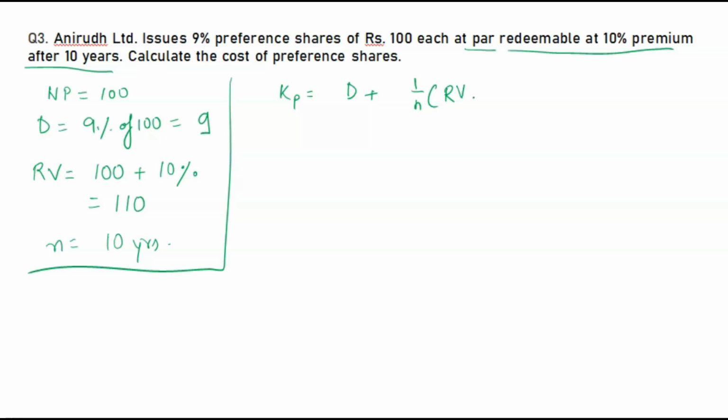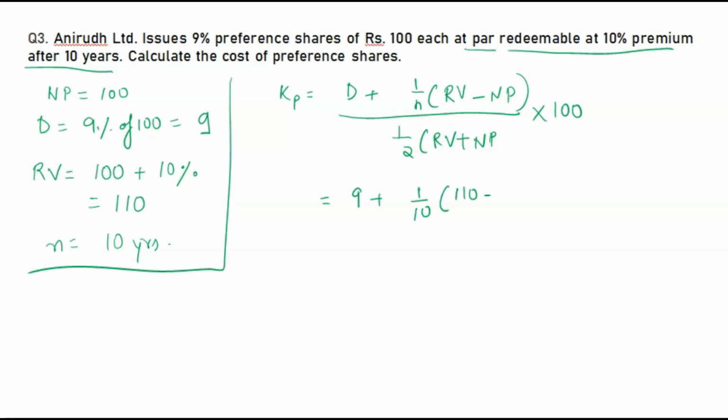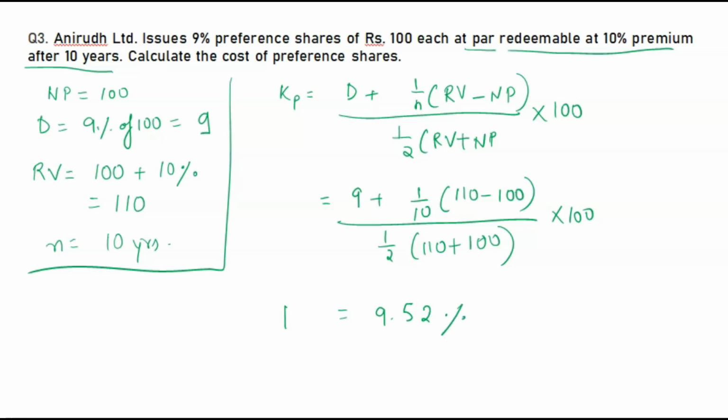D divided by D plus 1 by N (RV minus NP), divided by 1 by 2 (RV plus NP), into 100. So what we'll get here: dividend is 9, N is 10, redeemable value 110, NP 100, and 1 by 2 (110 plus 100). When you solve all these calculations, you will get 9.52% as the cost of preference shares. So this will be the answer.